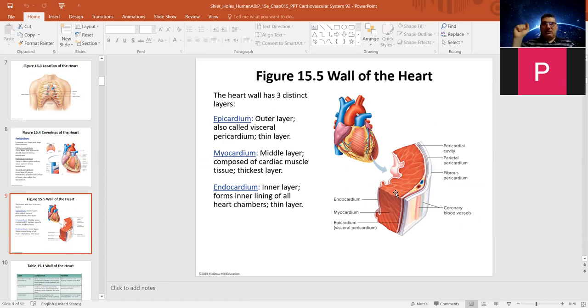MMM, write it down. MMM. Middle, myocardium. What was the third one? Muscles, I'm sorry. Middle muscle myocardium. Middle muscle myocardium. Myocardium, myo.